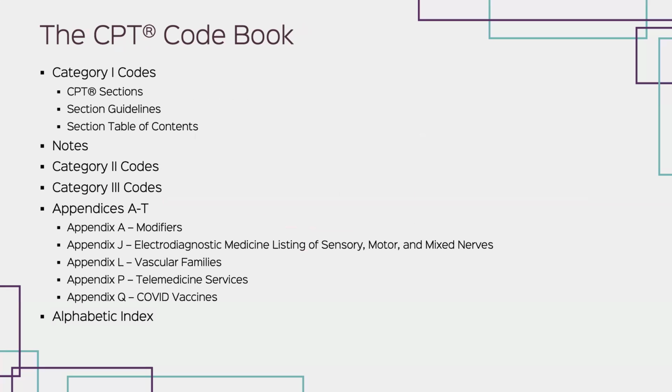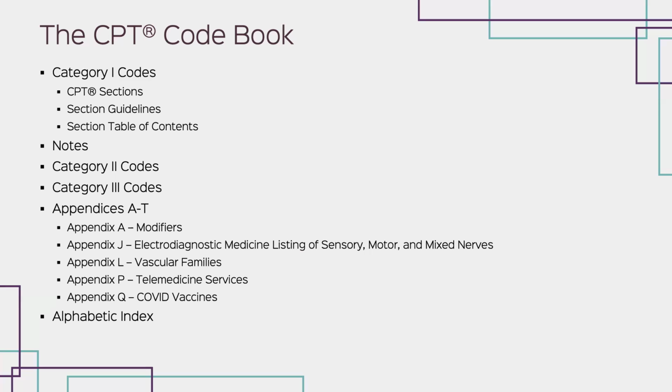The CPT code manual is going to be laid out similar to your ICD-10. However, you're going to have your category 1 codes at the beginning. You're going to have note sections at the end of each one of your sections within the category 1, so your evaluation and management, your anesthesia, your surgery sections, and all of those. Then you'll find your category 2 codes and then your category 3 codes.